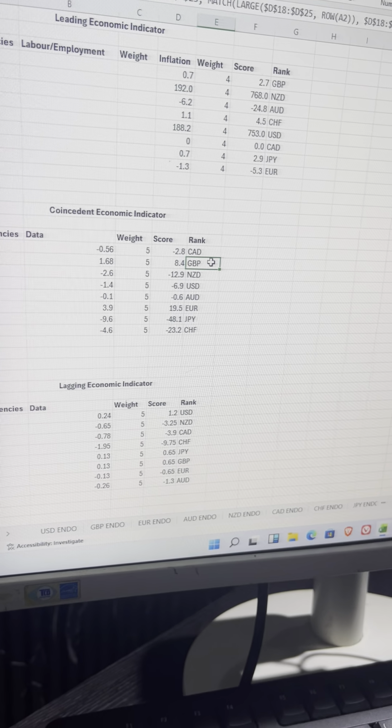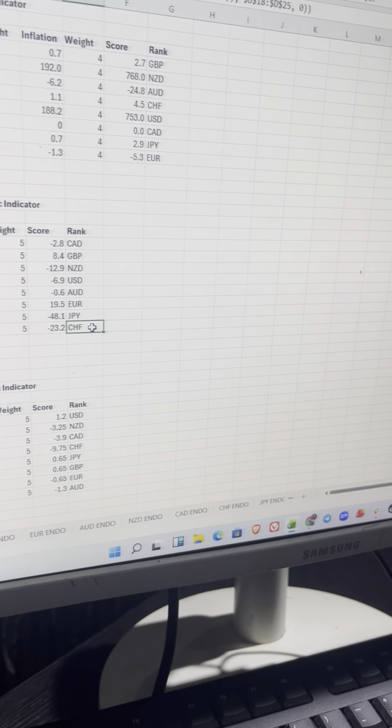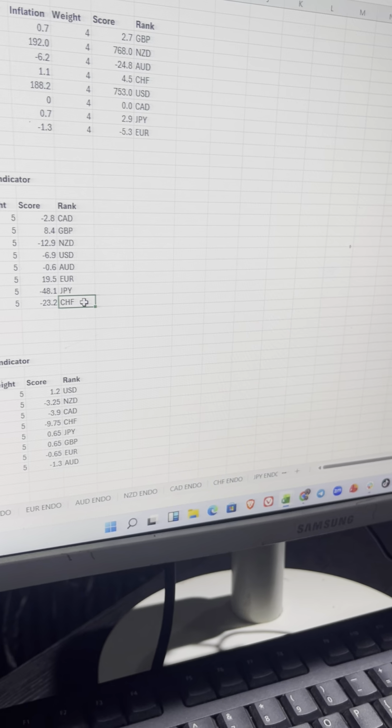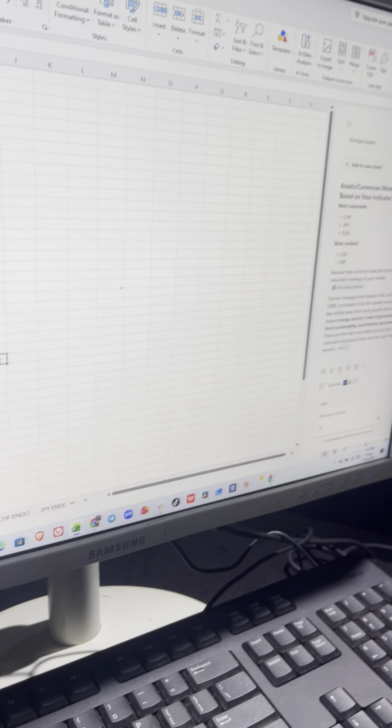If you look at what I have here on data, you will see that GBP is ranking as the best performing currency. As you can see, Euro, JPY, Swiss franc are ranking as the worst performing currencies. And you can see how I combine everything. These are some of the tools we use on our institutional trading desk. You can see how we combine everything.